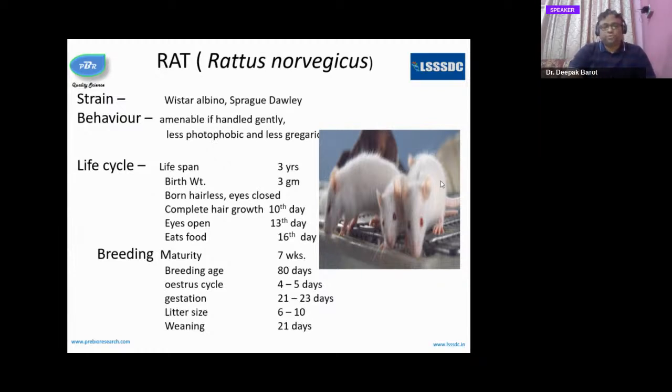Life span is up to 3 years, birth weight is around 3 grams. They are also born hairless and their eyes are closed, and the complete hair growth happens by the 10th day. By the 13th day they open their eyes, and from the 16th day onwards they can start eating the pellets which you are providing to them. For breeding, the maturity age is 7 weeks, and the breeding age is 80 days.